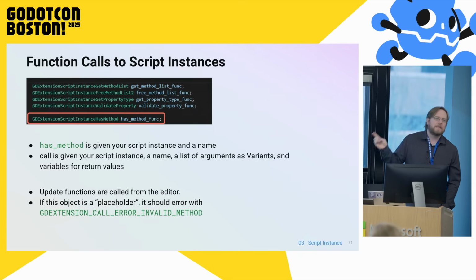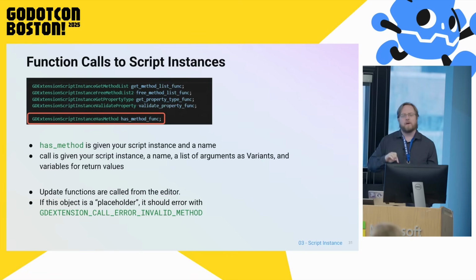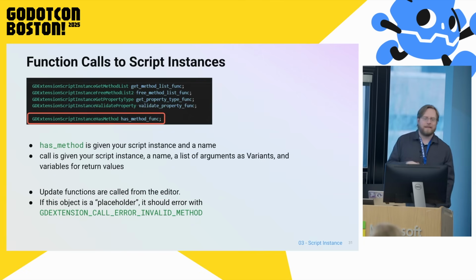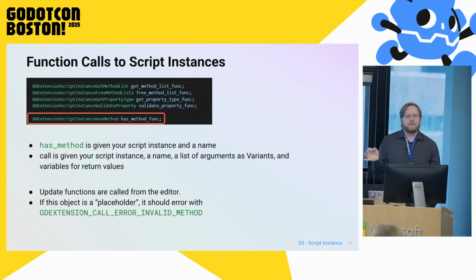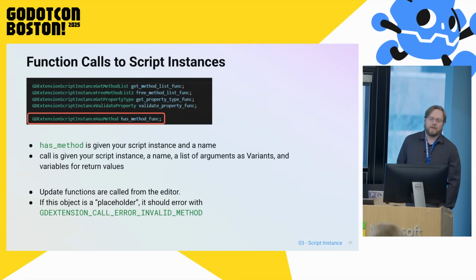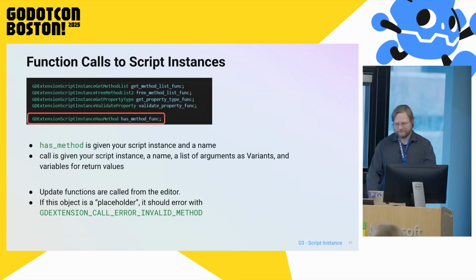To get around this, when the editor creates something, we'll call placeholder instance create. There's no difference between a placeholder instance and a regular instance, except for the fact that it calls placeholder instance create versus instance create. We store this as a flag saying whether or not it's a placeholder, and if it's a placeholder, for every method call, even if we have that method, we return GDExtension call error invalid method. That stops all the updates.